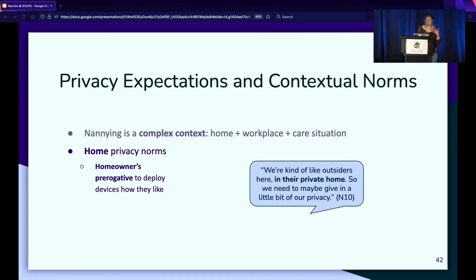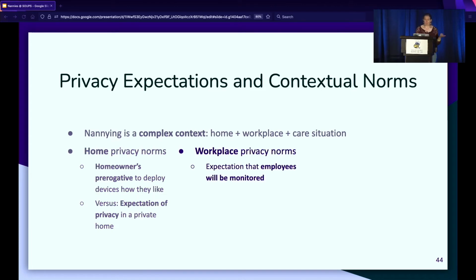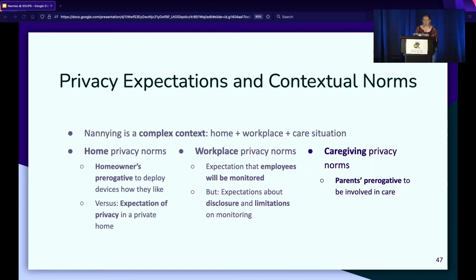So Nanny 10 saying, we're kind of like outsiders here in their private home, so we need to maybe give in a little bit of our privacy. On the other hand, others viewed homes as private places, and so the data collection actually seemed incongruous to them. Participants cited workplace norms. They pointed out that monitoring employees is not that uncommon generally. Some also mentioned limitations on monitoring that they would expect in a professional workplace, including expectation of disclosure. For example, Nanny 4 said, for you it's a workspace, so I do think it's important to know when and where there are cameras.